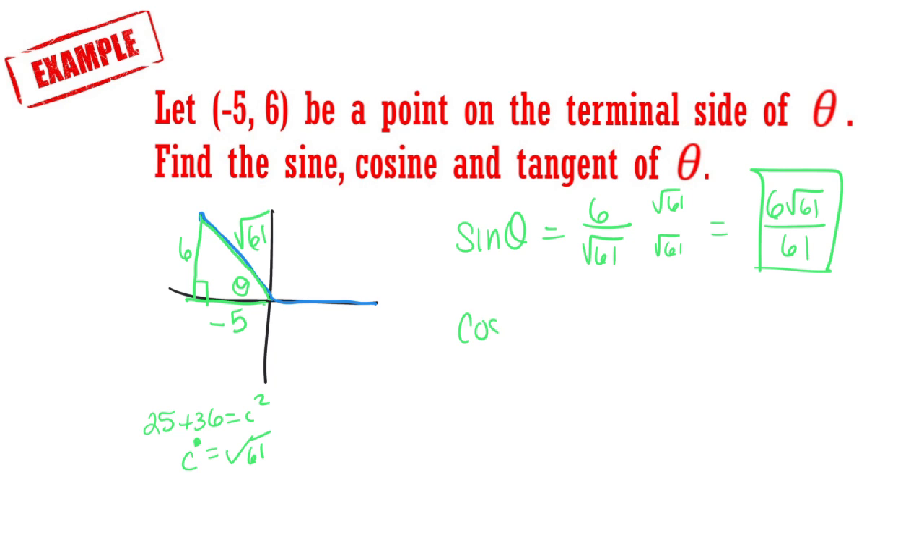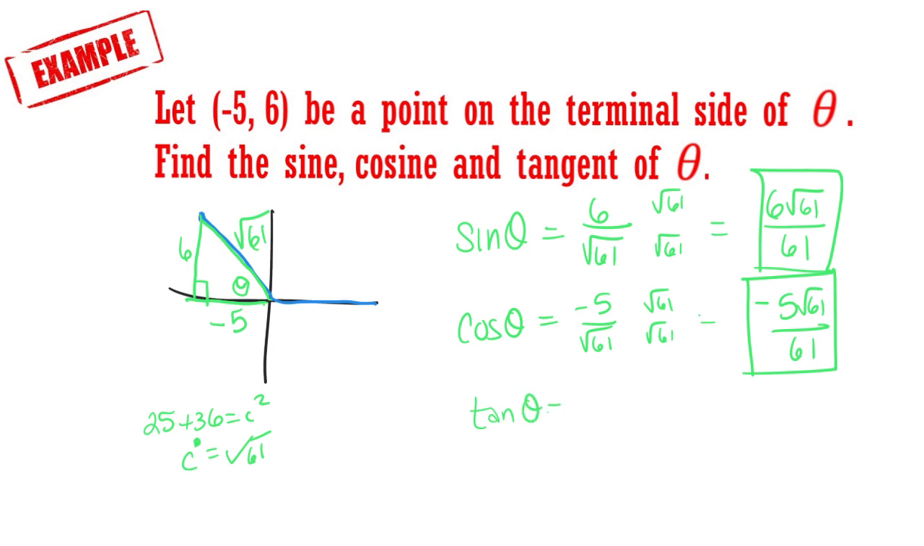Now let's try the cosine. Cosine of this angle is going to be adjacent over hypotenuse. So that means I'm going to have negative 5 over the square root of 61. Then when I rationalize, I end up with negative 5 root 61 over 61 for the cosine value. All right, last one is tangent. The tangent of theta would be opposite over adjacent. So that's a quick, easy one. That's 6 over negative 5. And no reducing happens, so I'm done right there.